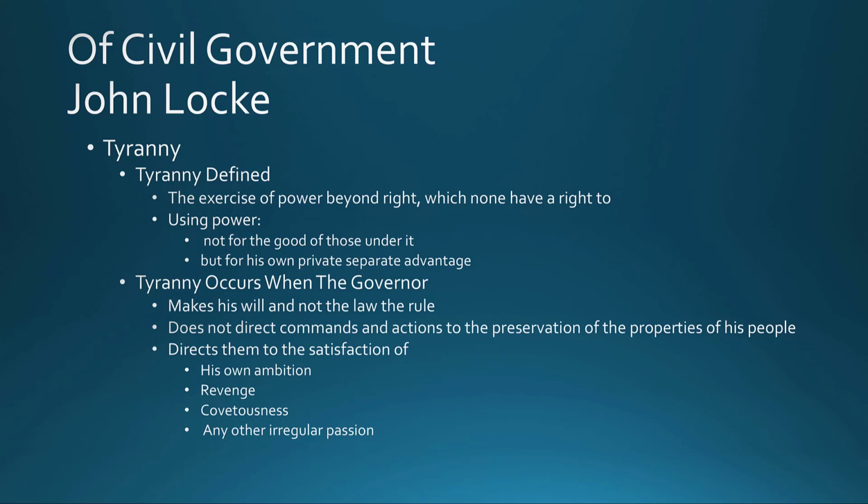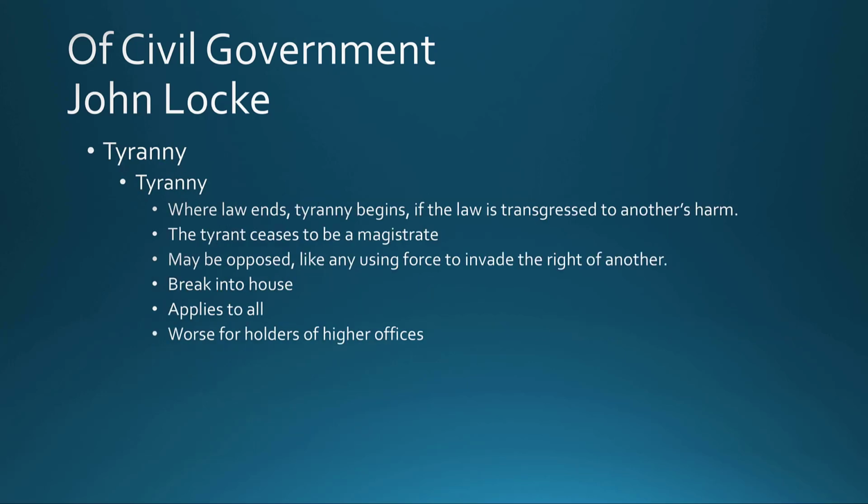Or if someone is using the resources of the state for their own ambition, say using the resources of a state to help their political position, to get elected president by passing various laws and doing various things with state resources, for Locke, that would be tyranny. Again, it wouldn't be the sort of tyranny you think of, of jackbooted thugs kicking down doors and evil overlords on thrones. But for Locke, the tyranny would be this misuse of power, using it for one's own private advantage, revenge, etc. So for Locke, where law ends, tyranny begins, if the law is transgressed to another person's harm.